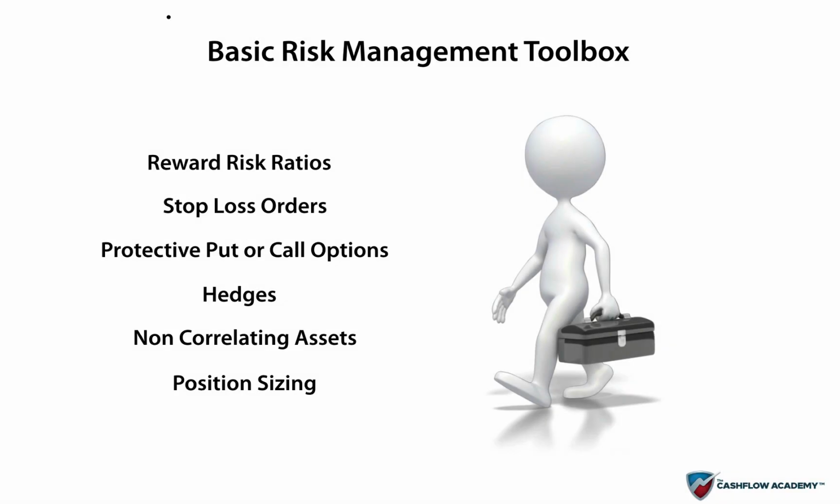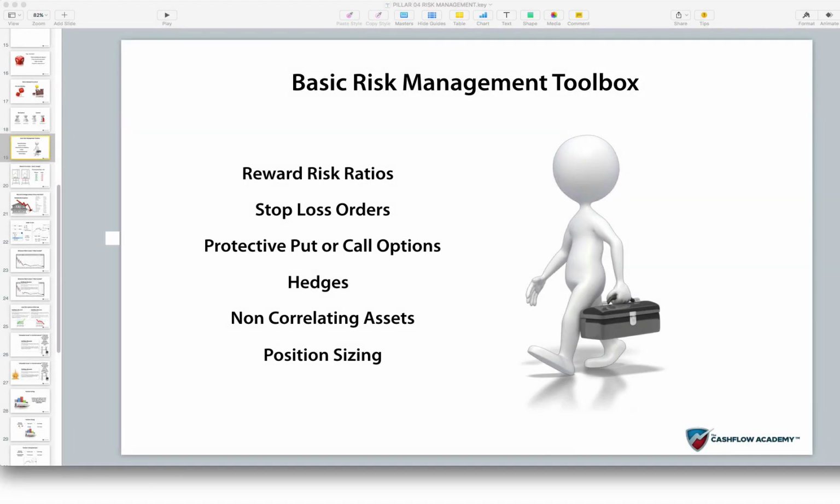Okay, let's speak a little bit more about the toolbox, our risk management toolbox. We've talked about risk reward ratios and stop orders. We've talked about buying options that give us a guarantee on which we could sell. This is extremely effective, costs a little money. Hedges are where we buy one thing to offset another, and this is the one we're going to be talking about in this particular session.